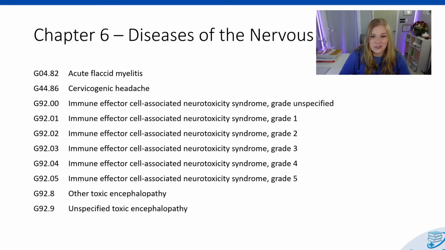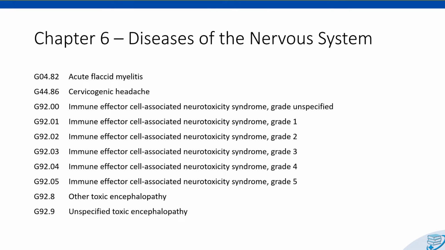We have some changes in Chapter 6, diseases of the nervous system. So G04.82 is now acute flaccid myelitis. And what was happening is that the main term myelitis had a non-essential modifier, something in parentheses that said acute, but it didn't have anything relating to the flaccid component of it. So now we have that extra specificity for acute flaccid myelitis.